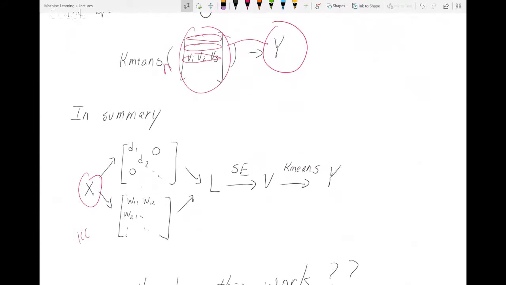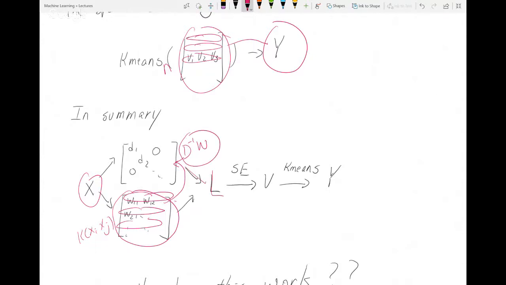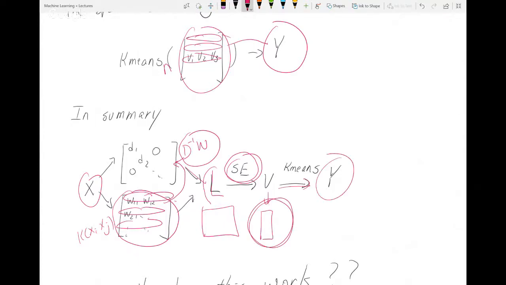So in summary, we start with some data. Through some Gaussian kernel, we calculate the W matrix. From the W matrix, we add up each row, and that becomes the degree matrix. We normalize the W matrix, which gives us the L, the normalized Laplacian. Next, we do this thing called spectral embedding. So the normalized Laplacian is a big matrix, and after this, we create a small one. And lastly, we perform some kind of k-means on this that gives us the y.